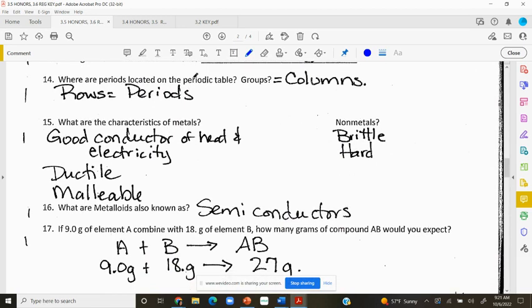Where are they located? The periods and groups are located in the columns, so they run up and down. The rows then are going to be your periods, and they are going to run across. Good characteristics of metals: they are good conductors of heat and electricity. They're ductile, meaning that we can draw them out into thin wires. And they're malleable, which means that we can pound them into thin sheets.